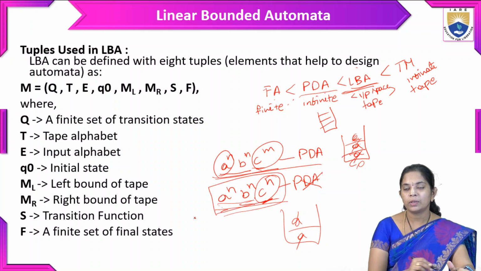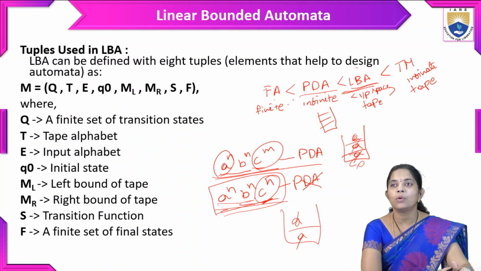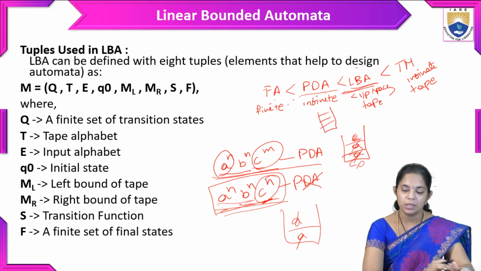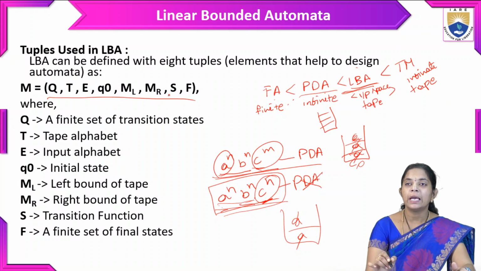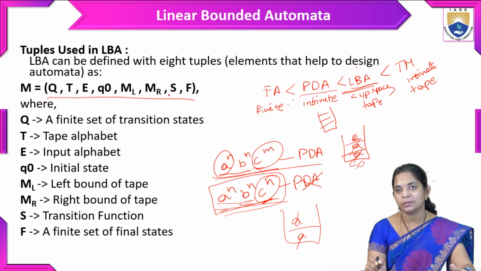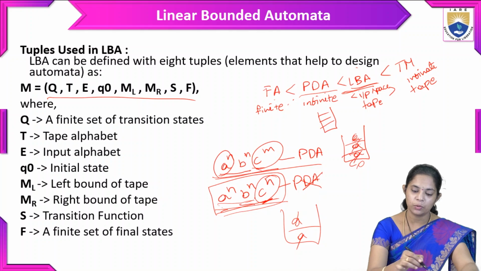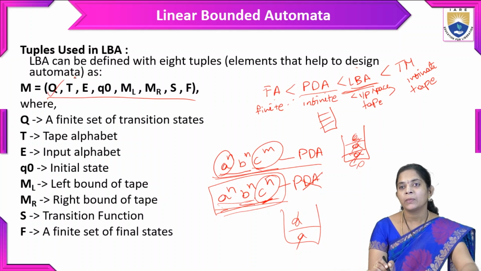Before that, what is the definition of linearly bound automata? How many tuples does it have? Here 8 tuples are required. What are those 8 tuples? Q is a finite set of states. We are going to discuss the transition states.